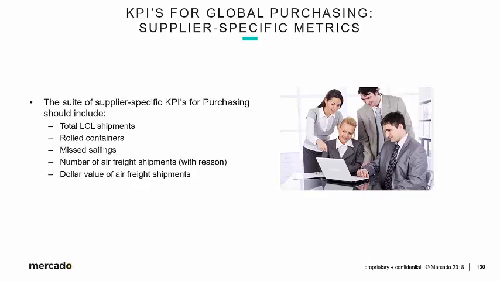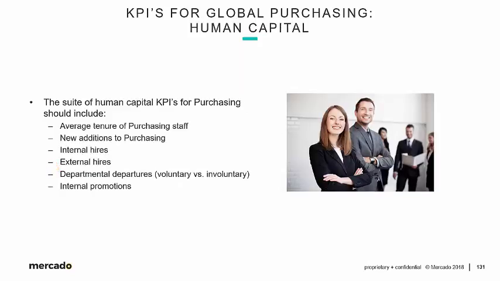We mentioned this a bunch of times. Number of air freight shipments and the reason behind it, especially if our deal is to ship via ocean freight. And then the dollar value of those air freight shipments. That's all we have for that section.